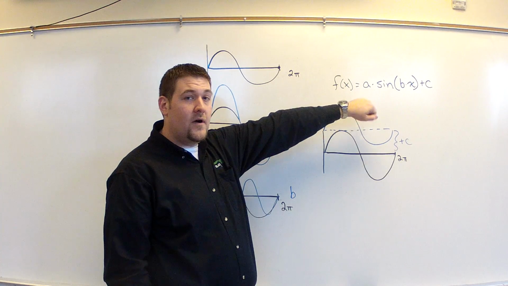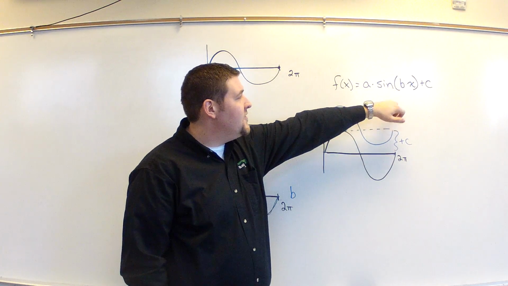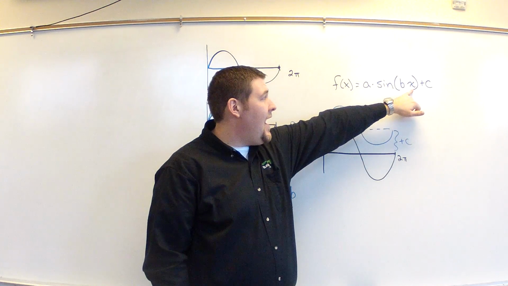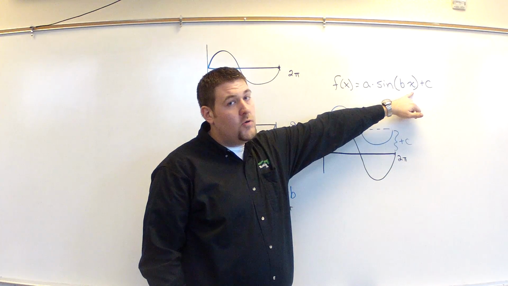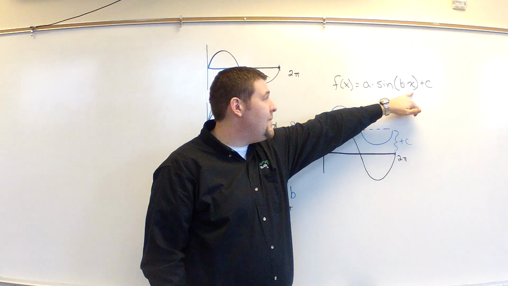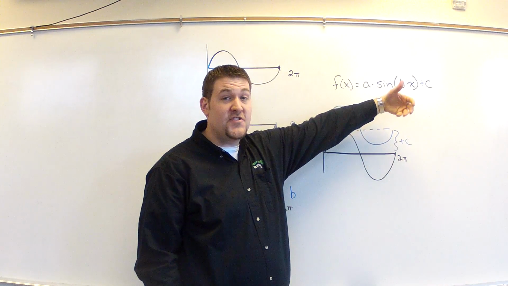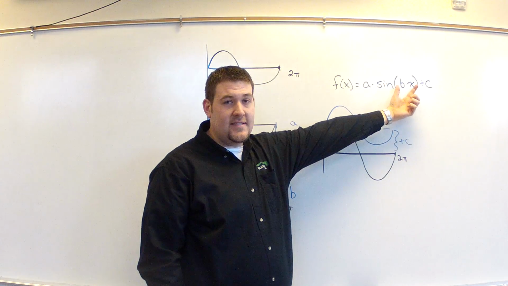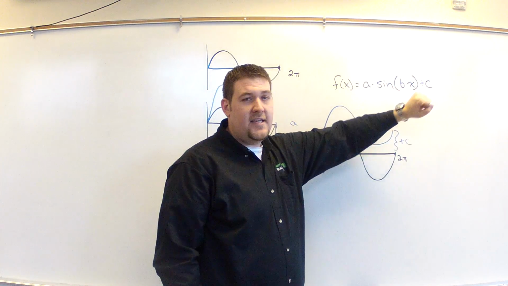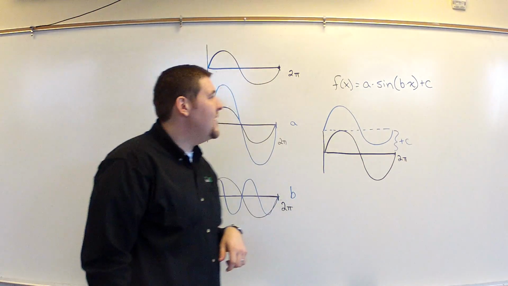There's this a value in the front, it's multiplying by the whole function. There's this b value that multiplies just by the x, that's why I put it inside parentheses. You won't always find it inside parentheses. Most of the time it will just say bx, and you've got to understand that it's only affecting the x inside the sine function. And then there's a plus c that goes on the end.